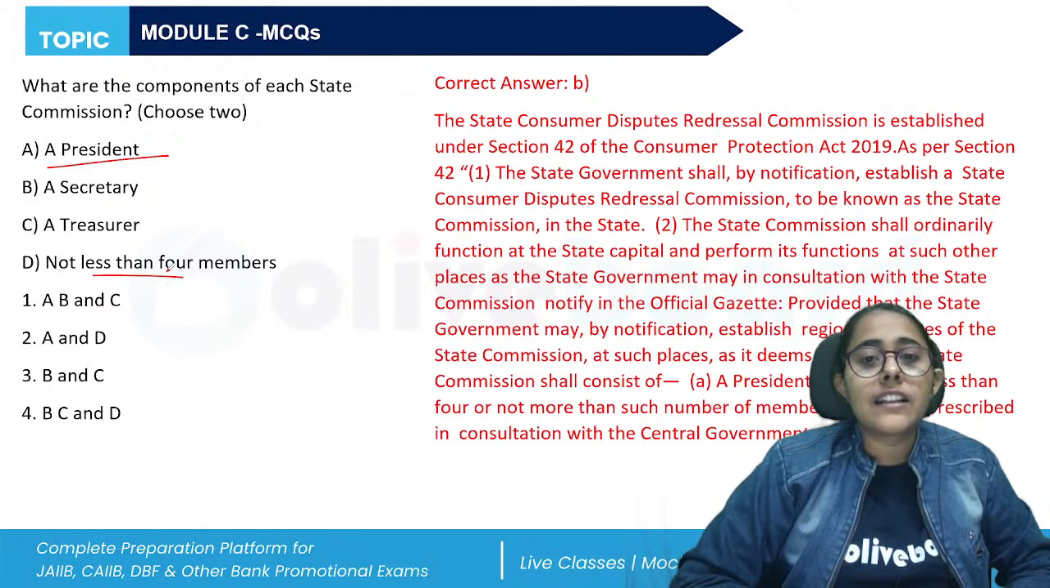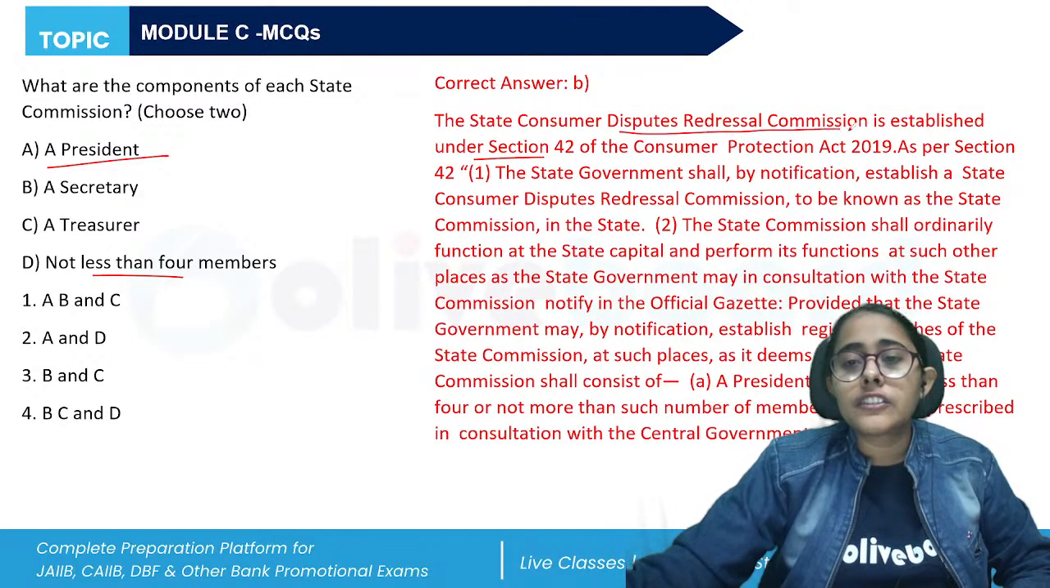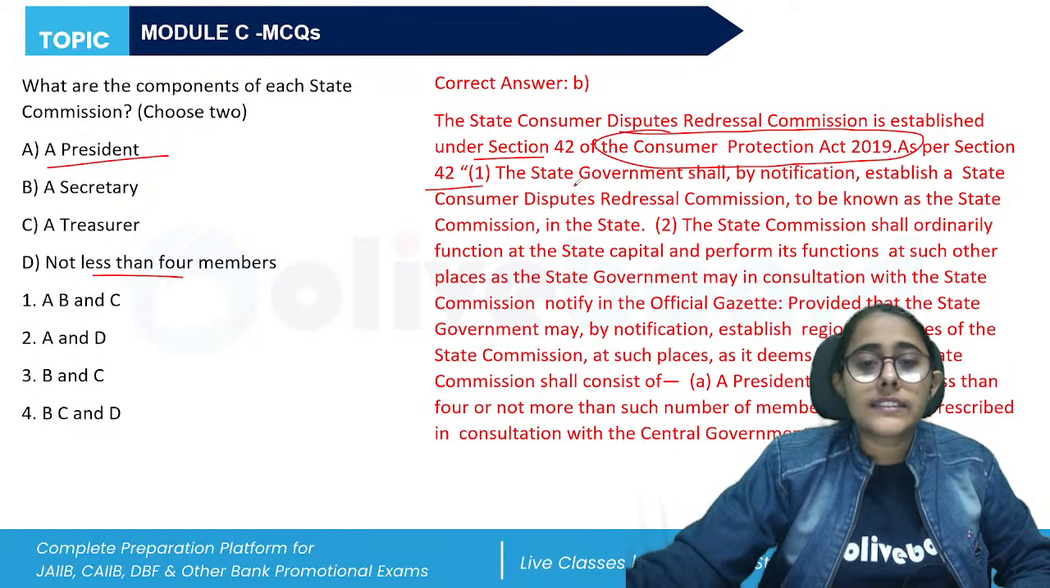So the State Consumer Disputes Redressal Commission is established as per section 42 of the Consumer Protection Act 2019. Herein under section 42 subsection 1, the state government will establish this commission for the consumers' dispute and grievance redressal.